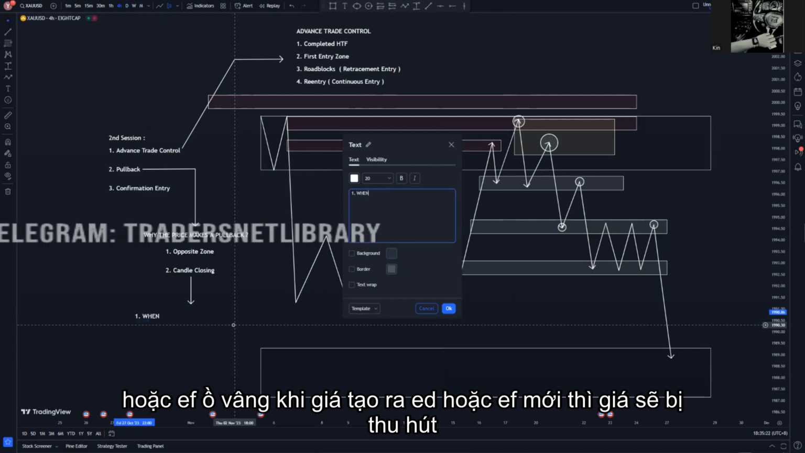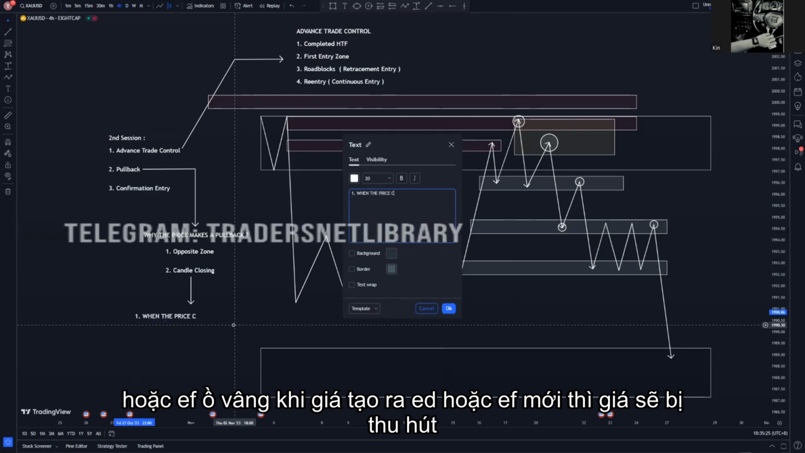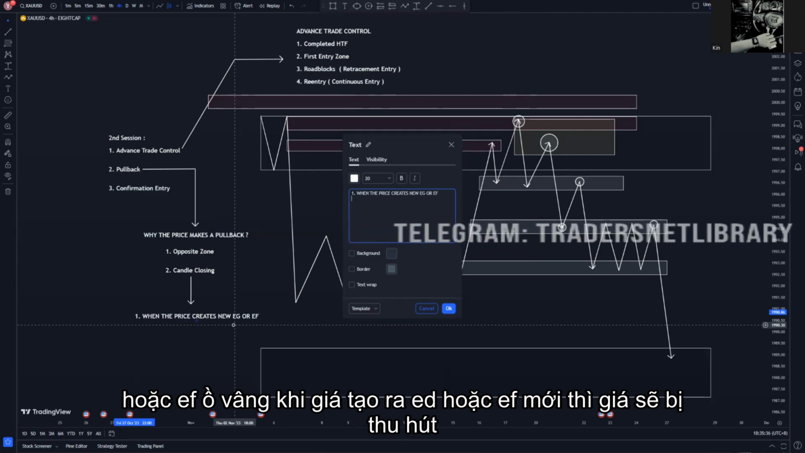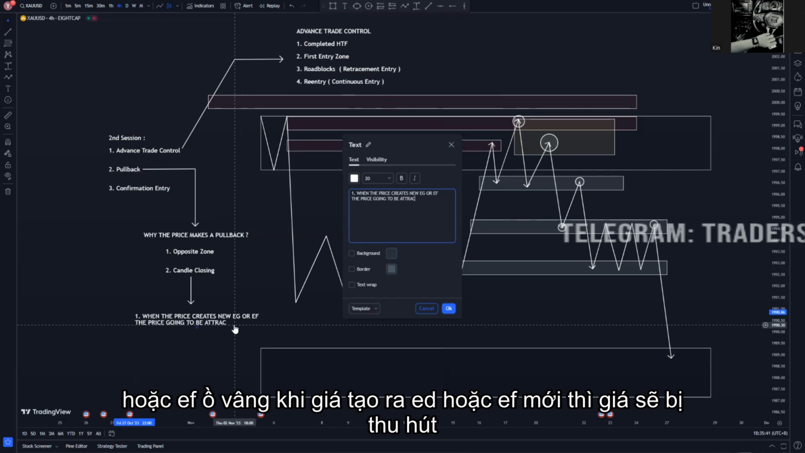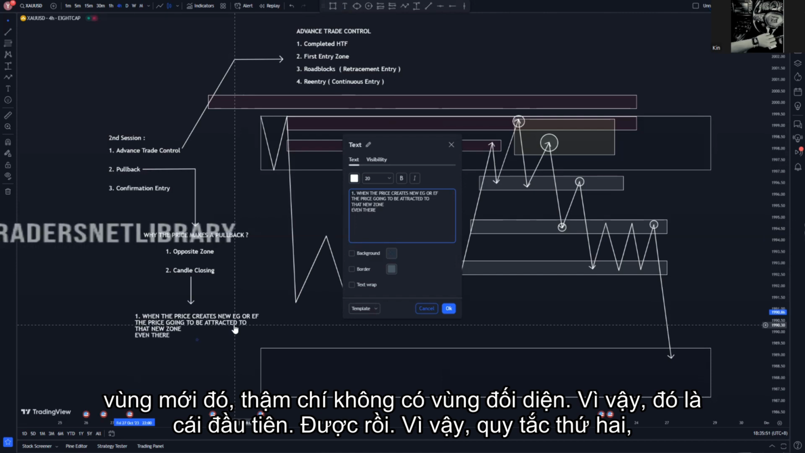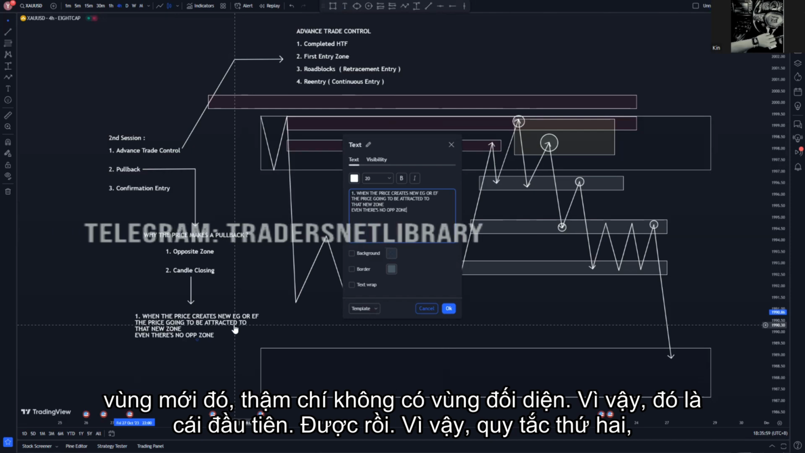When the price creates a new EG or EF, the price is going to be attracted to that new zone, even when there is no opposite zone. So that is the first one.